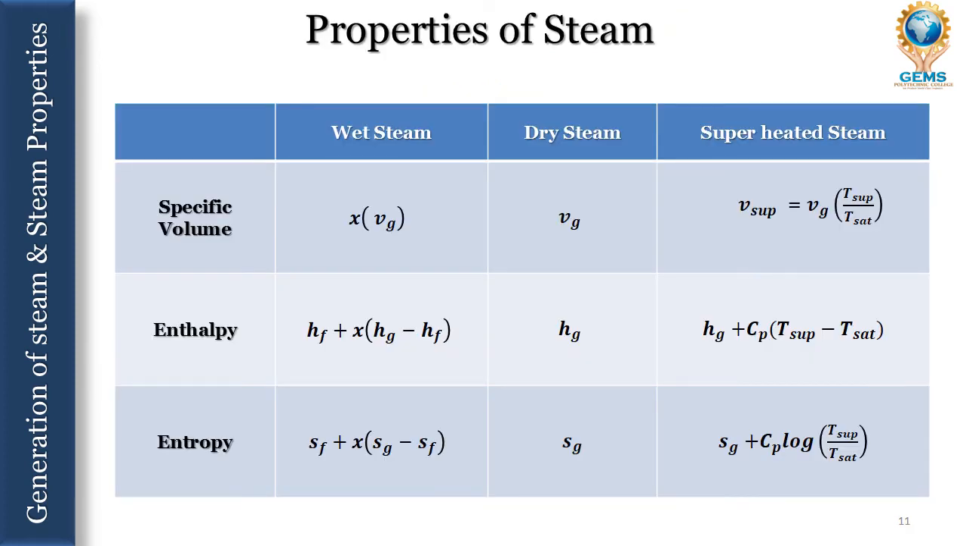Now let's see the overall view of the properties of steam. There are three properties: specific volume, enthalpy, and entropy, and three types of steam: wet steam, dry steam, and superheated steam.